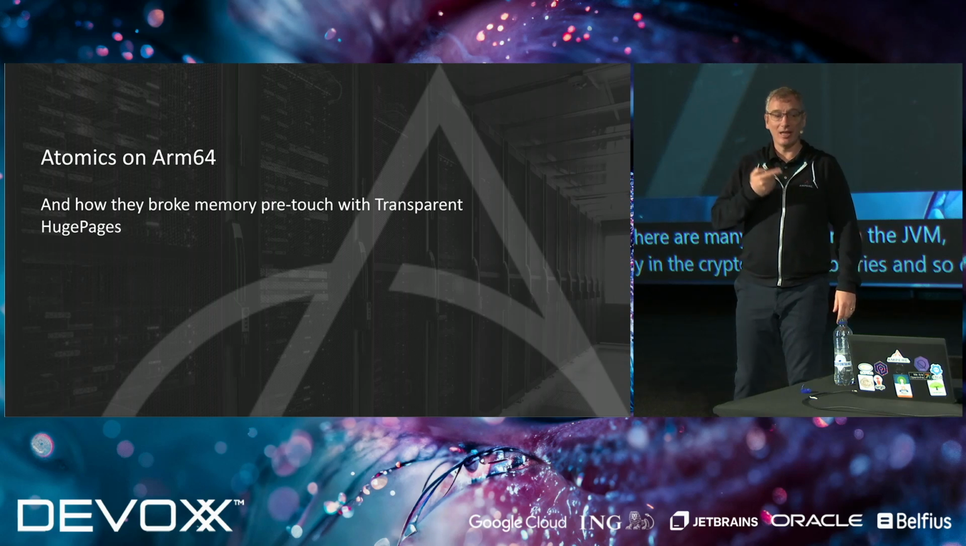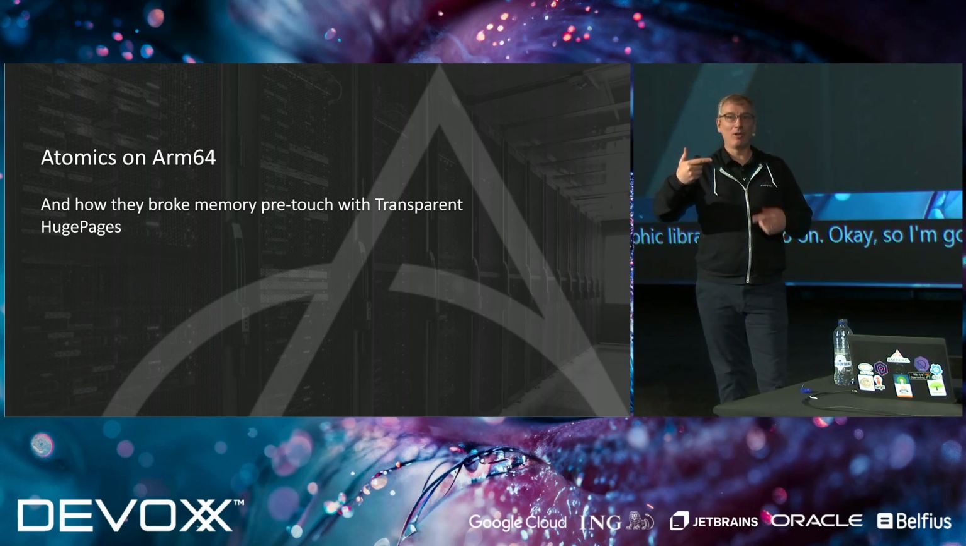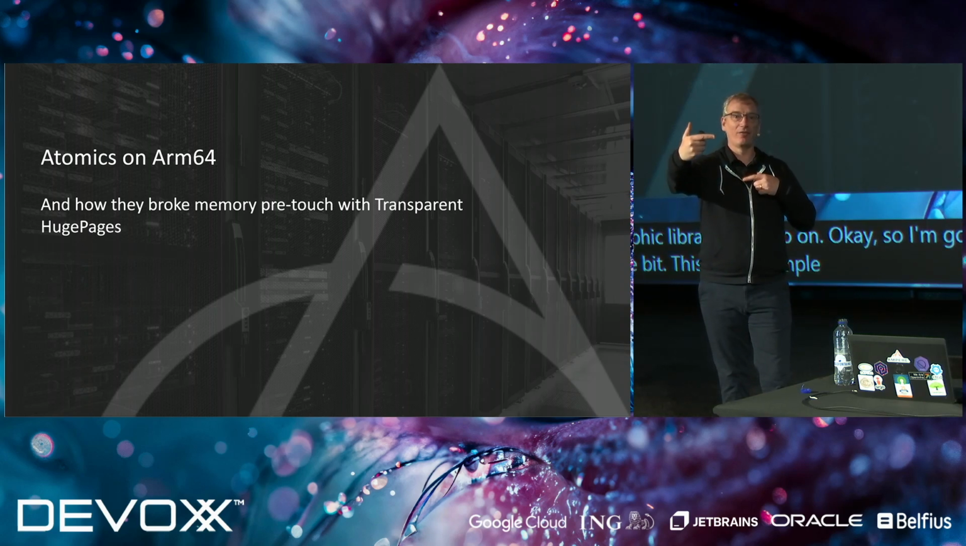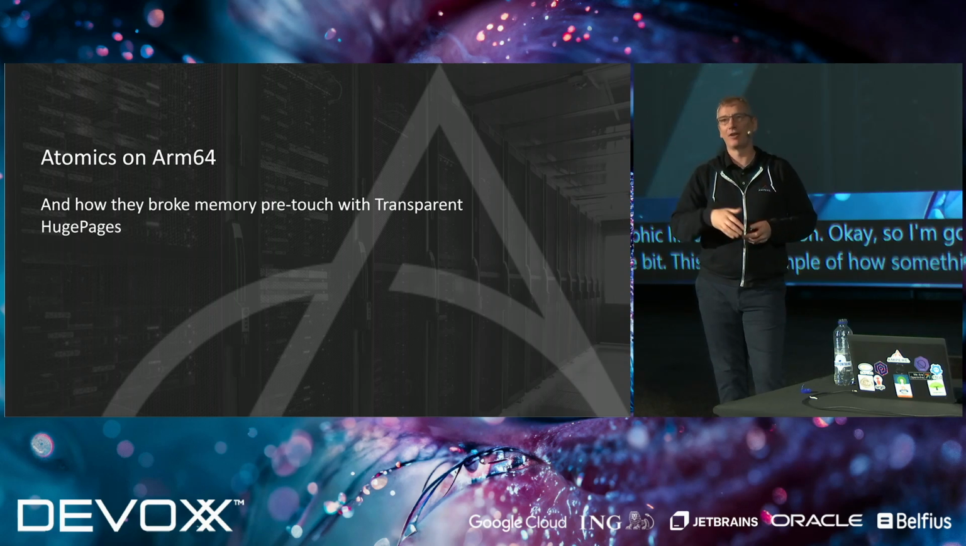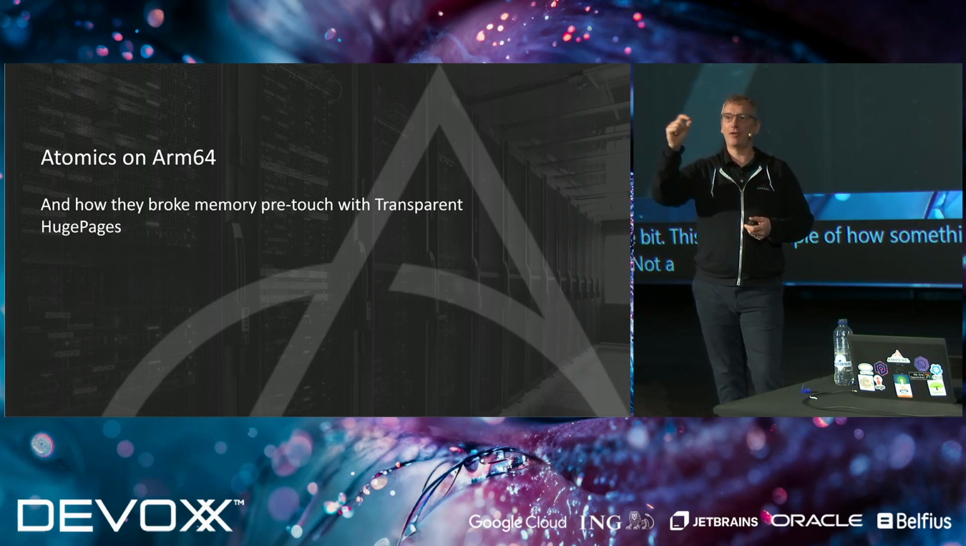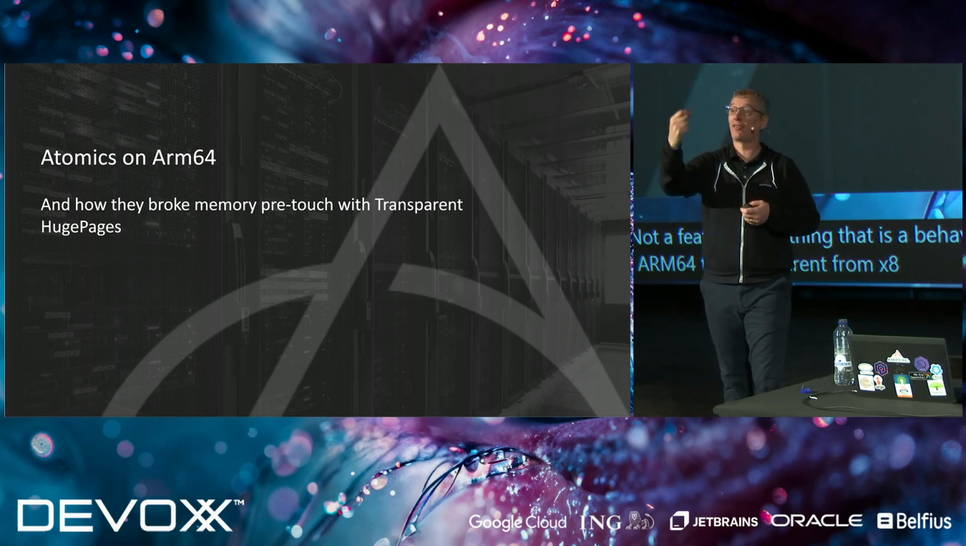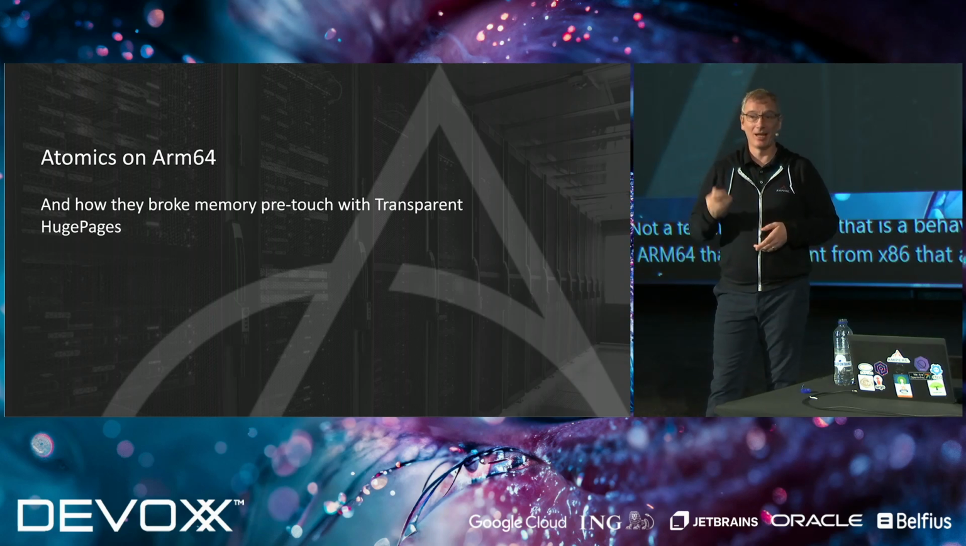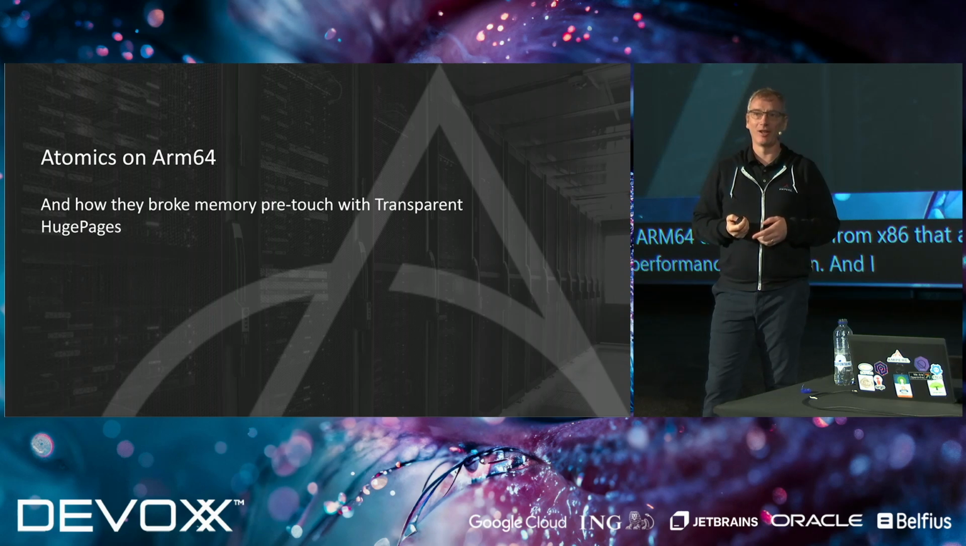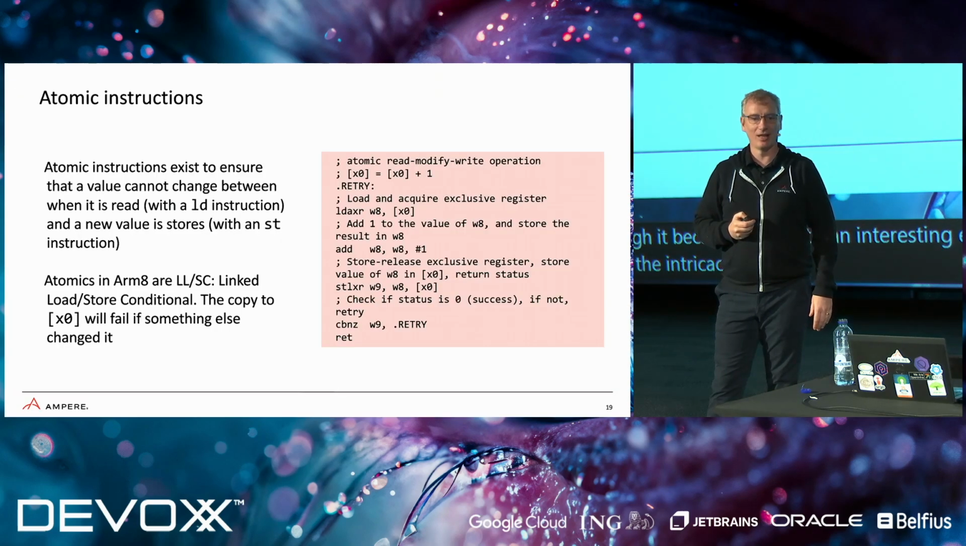Okay, so I'm going to talk a little bit about an example of a behavior pattern in ARM64 that is different from x86 and actually caused a performance slowdown. And I'm going to walk you through it because I think it's an interesting example of the intricacies of these performance issues as they refer to the architecture.